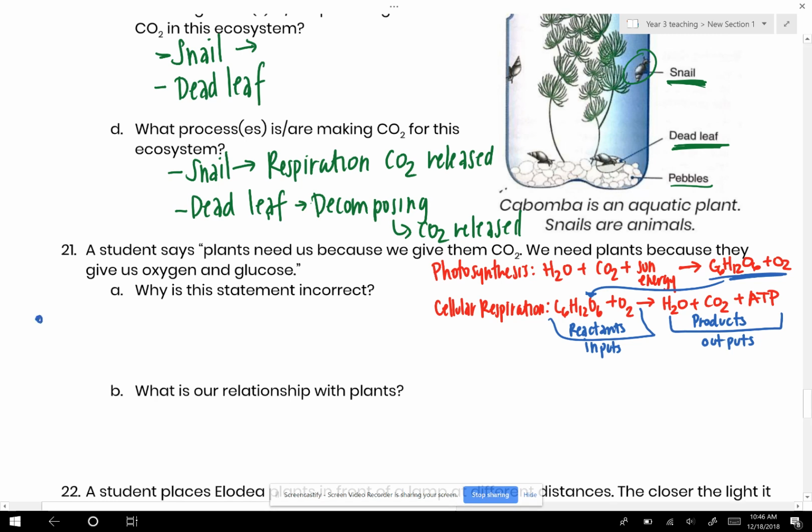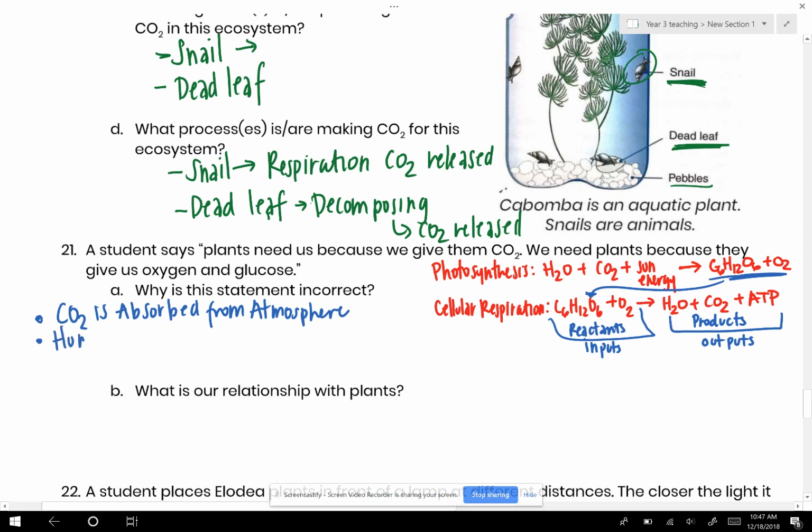Okay, so why is the statement incorrect? If we think about photosynthesis and our carbon cycle, much of the CO2 is absorbed from the atmosphere. Since it's absorbed from the atmosphere, we have to think about whether we put the CO2 in the atmosphere, so therefore it's us. And that's not necessarily true. Humans are a big contribution to why CO2 is in the atmosphere, but it is not the only reason.